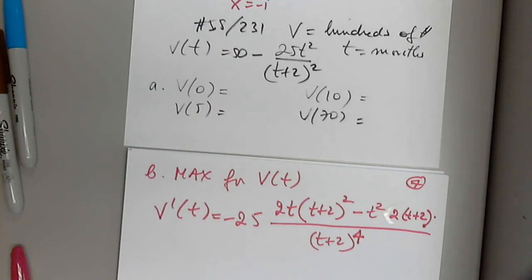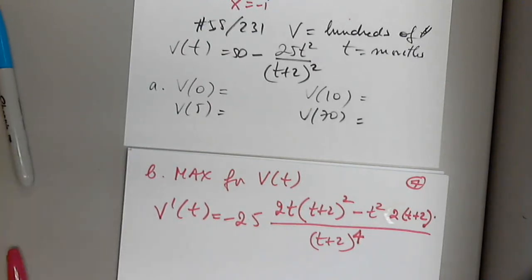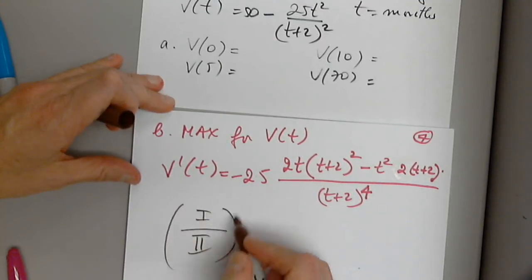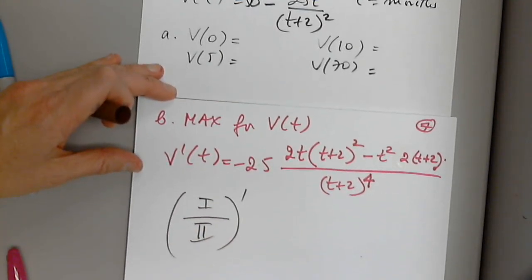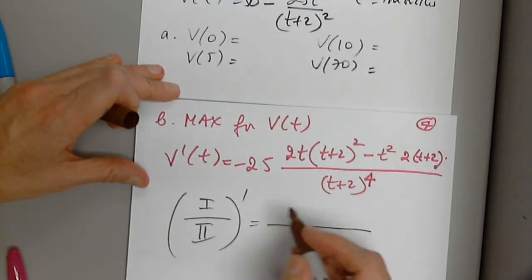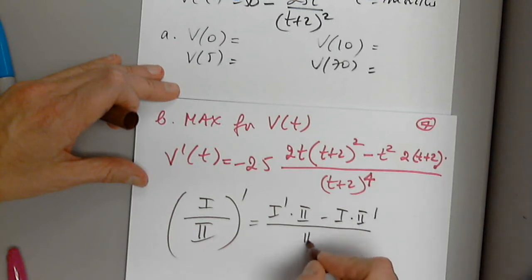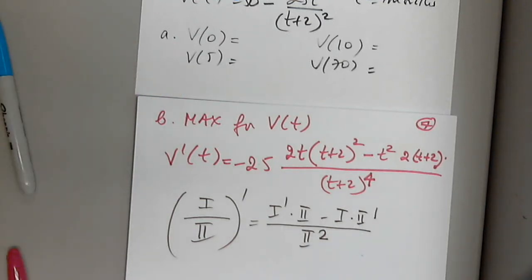That's the formula. Let me refresh your memory on this. So when we have a function divided by another function, we must use the quotient rule, which is 1 prime times 2 minus 1 times 2 prime over 2 squared. That's the rule. The denominator is not differentiated, it's squared. So when I have t plus 2 squared and I square that, copy the base, multiply the exponents. Is this okay? Yes. Okay.